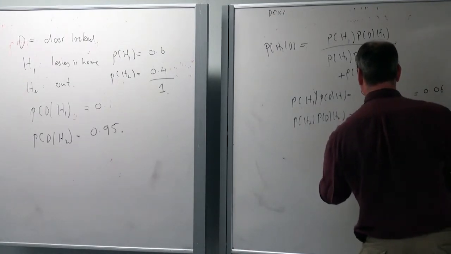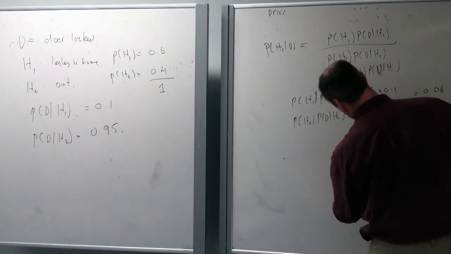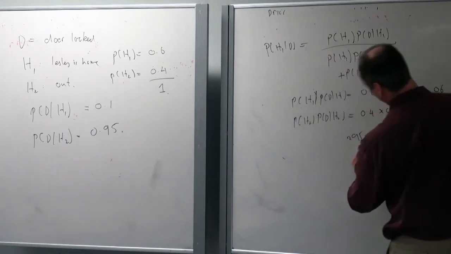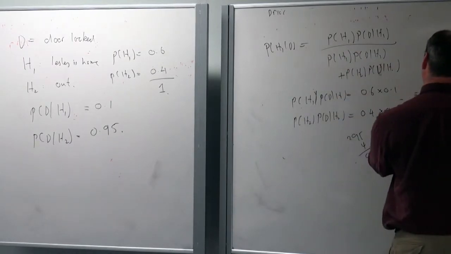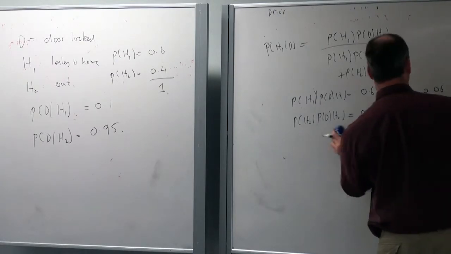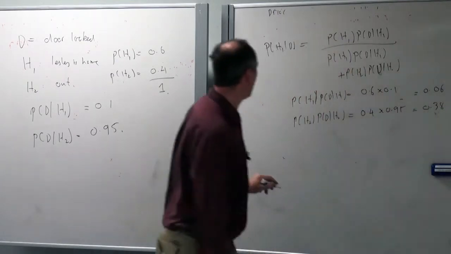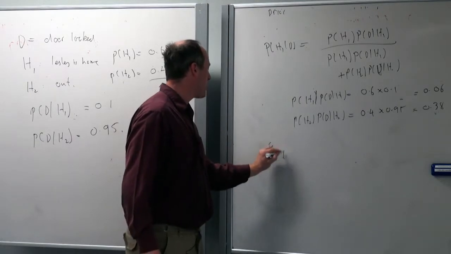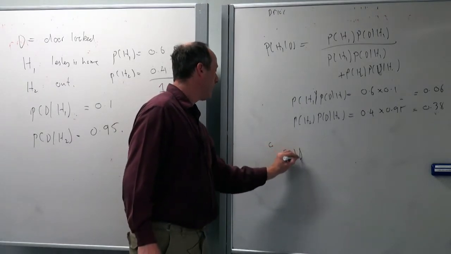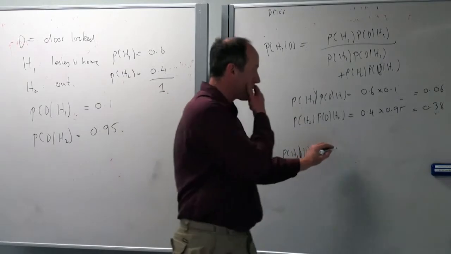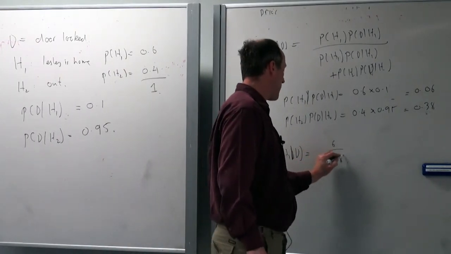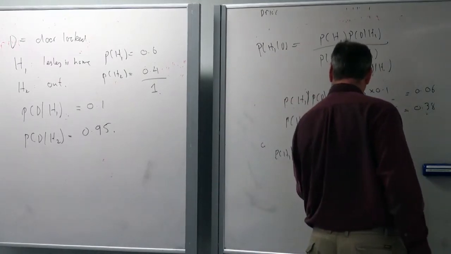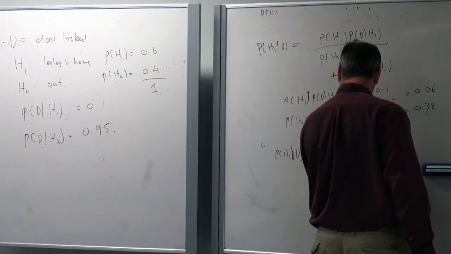0.95 times 0.4, 0 down, 2 to carry, 36 to 7, 38, isn't it? 0.38. Okay, I think I've got that right. So again, we need the probability of H1 given D equals 6 over 6 plus 38, over 44.